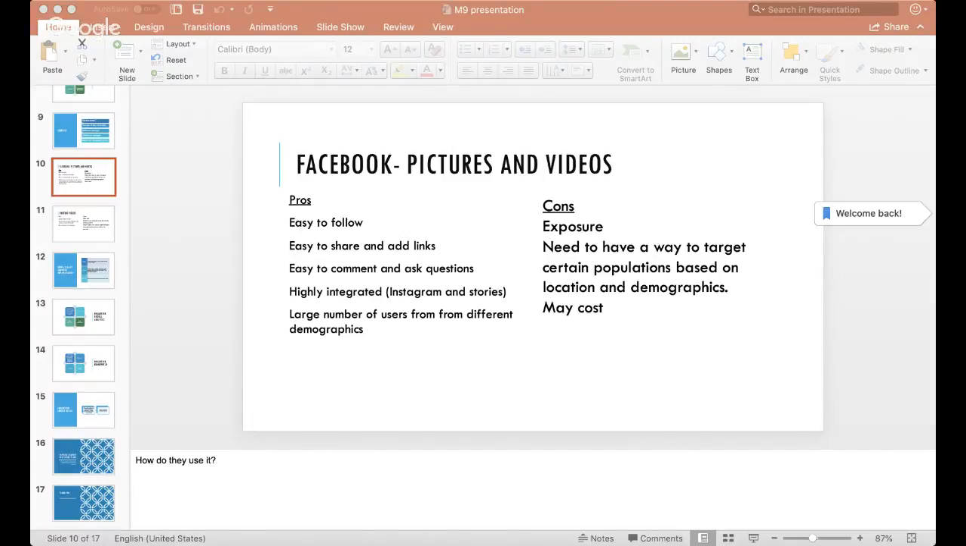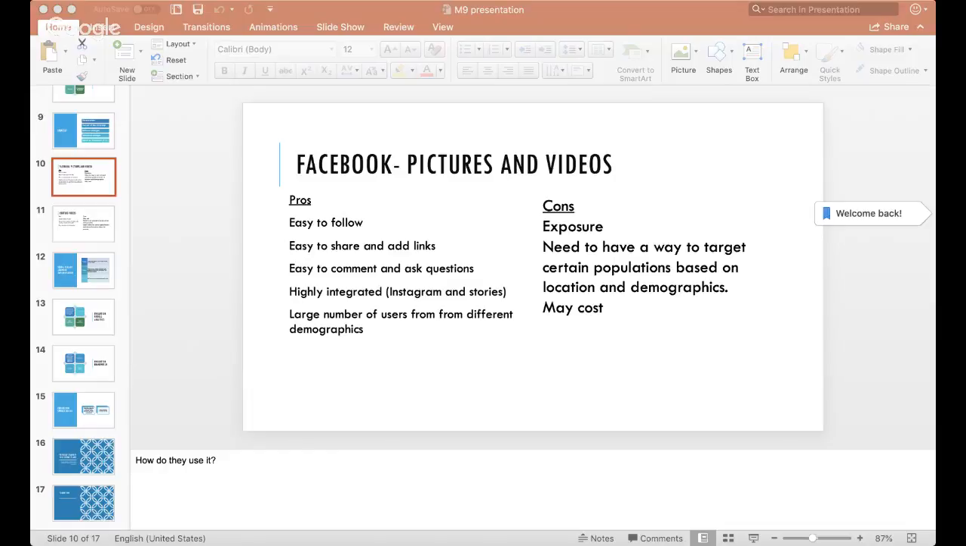The cons are exposure. On Facebook, there is a lot of friends, but we need to target it to a certain location and target to a certain population, meaning parents of school age children. So that can be kind of hard to geotag. And you need to have a way to target certain populations based on location and demographics, which like we talked about.